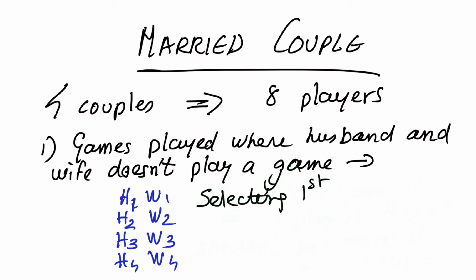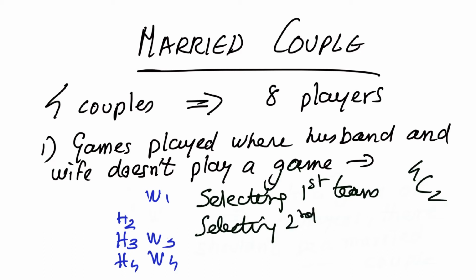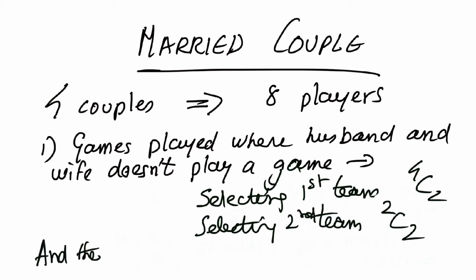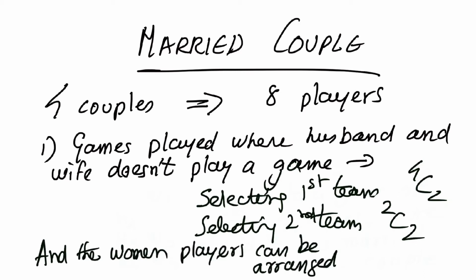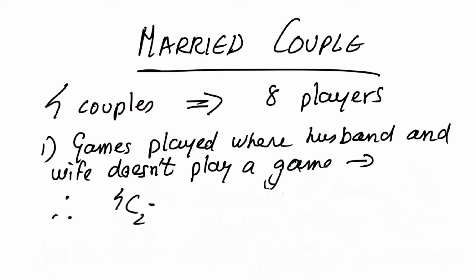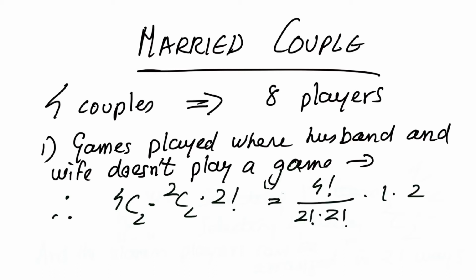So selecting a particular pair out of 4 teams is 4C2. The second team can be chosen in 2C2 manner, and of course the women players can be arranged in 2 factorial ways, which means that the answer would be 4C2 times 2C2 times 2 factorial, which would be 12. So there are 12 games where a particular game doesn't have a married couple.